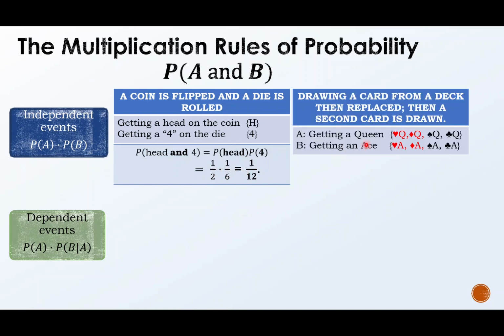Another example is, what if we are to draw a card from a deck? Single card lang. Tapos, we return it to the deck. And then we get another card. We get the second card. So in this scenario, from the previous video, alam natin na these two events, I mean, when you replace something, no, you get it and then you replace it, we know that independent events yon. Okay? So what if the first event is getting a queen and the other event is getting an ace? And then you are asked, ano ang probability of getting a queen and an ace?